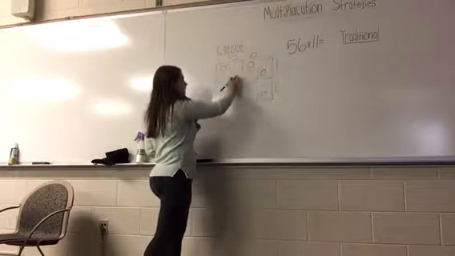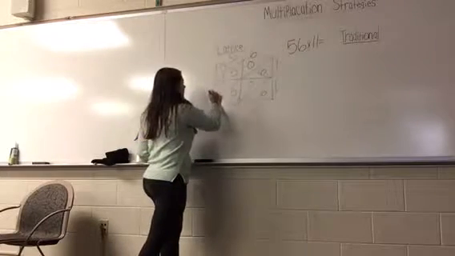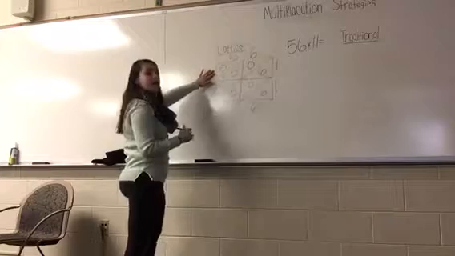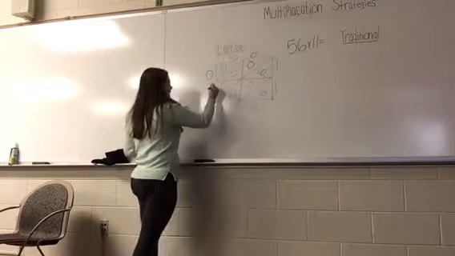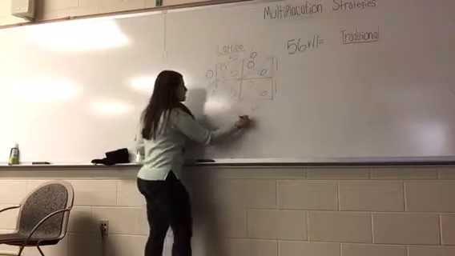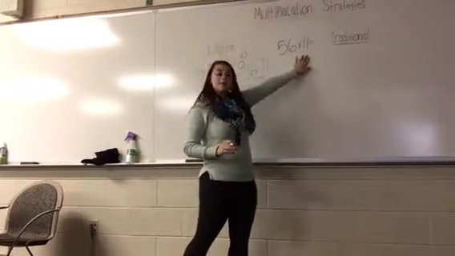So now I have 0, 5, 1, and 0. So that will add up to be 6. And in my last column, I have a 0. So I'm going to write 0 here. Now I have my answer, which is 616. And that is the answer for 56 times 11.